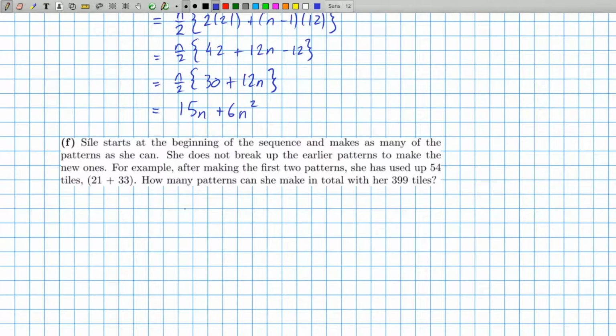This is eerily similar to part D, I think it was, where we can just use a formula and compare it to 399. So the total number of tiles she's used is given by the formula that we got in part E. That's 15n plus 6n squared, and that has to be less than or equal to 399. She can't make any pattern larger than that. I don't need the Sn equals anymore. I'm going to get rid of that.